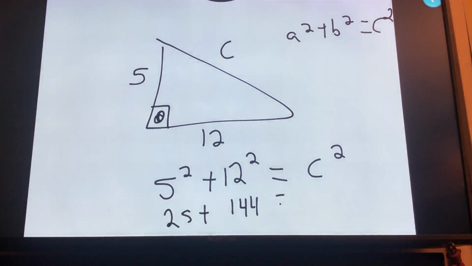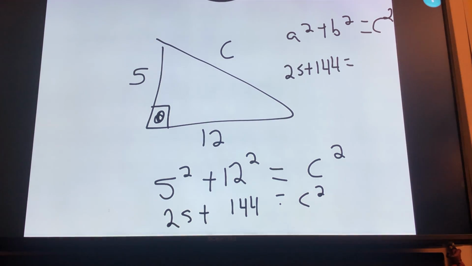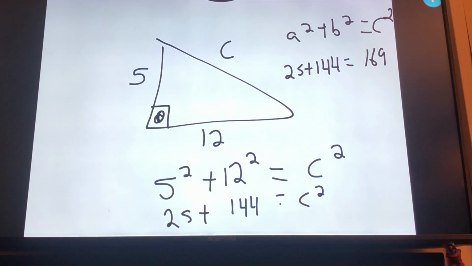Equals c squared. So next I want to add the 25 and 144. And what does that give me? I'm going to write it down over here to the side so we can see it. 25 plus 144 gives me, I think it's 169. Yep, 169. Alright, so in order for me to figure out what c is, I'm going to have to take the square root of the 169.